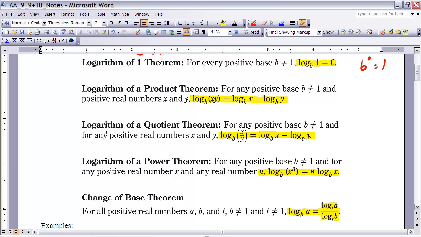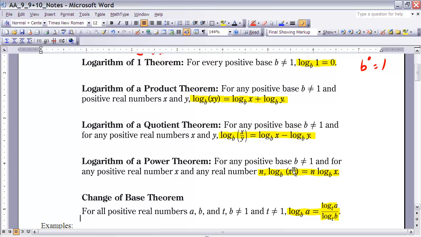Now the same thing applies for the quotient theorem. If I have the log base b of x over y, in other words, I'm dividing x and y, then another way of writing that is the log base b of x minus the log base b of y. And that's just like the exponential rules. If I have a quotient of two powers with the same base and different powers, I can subtract the powers.